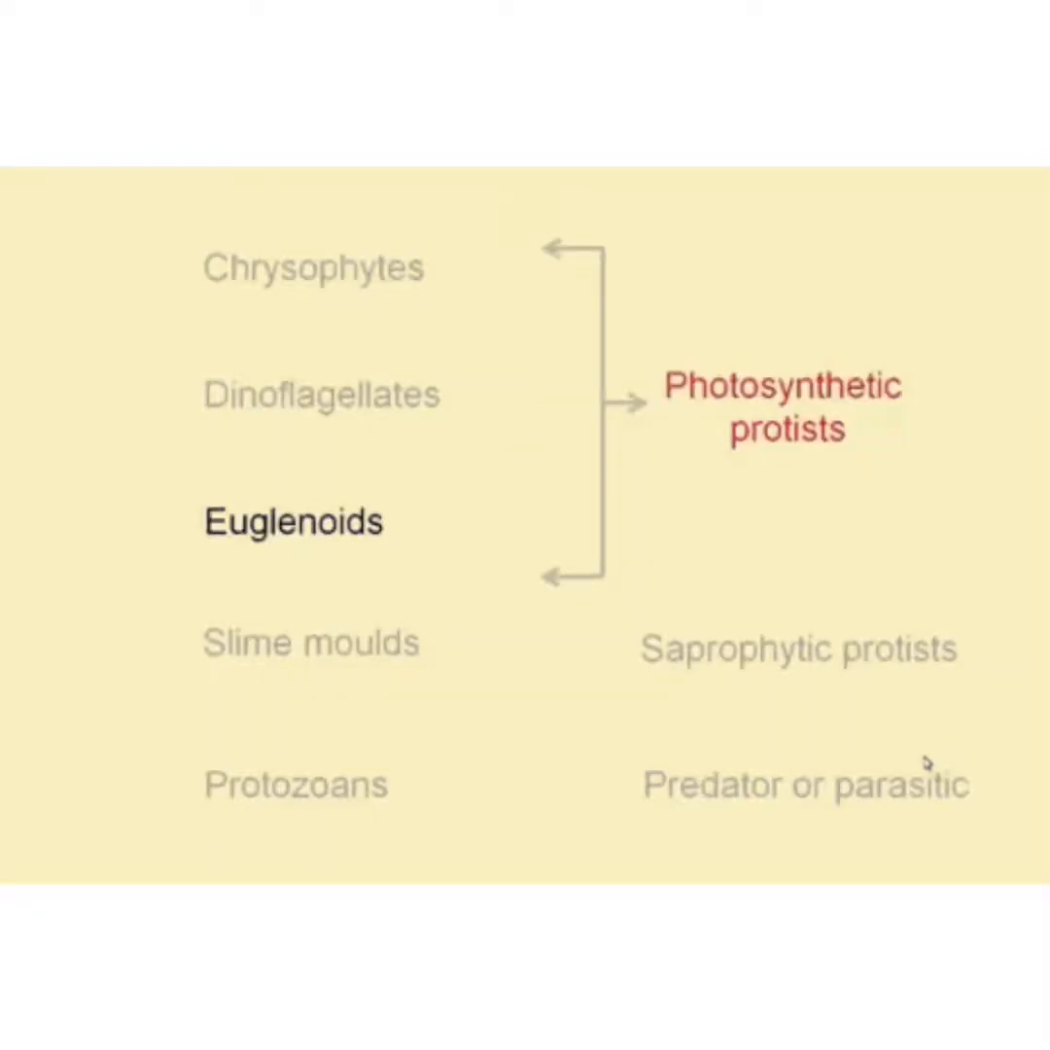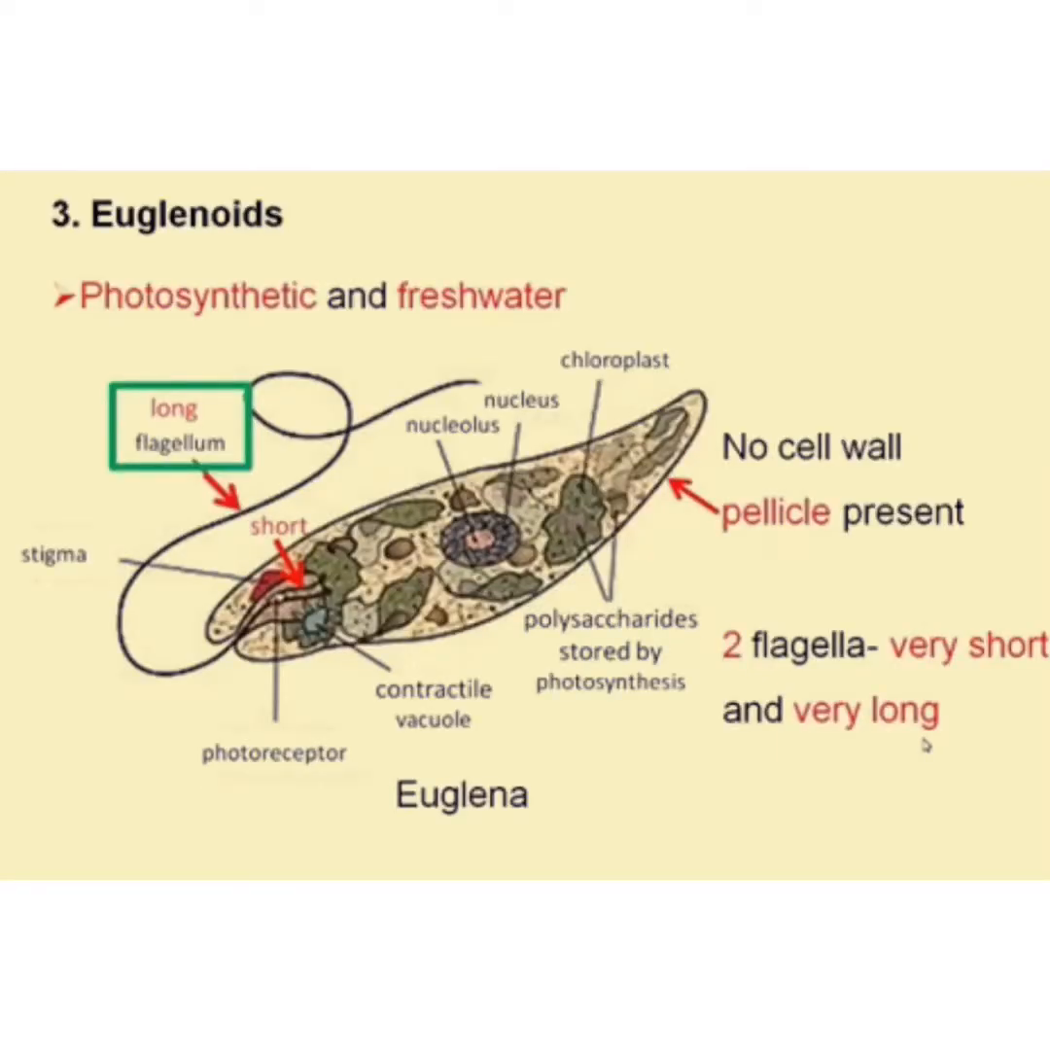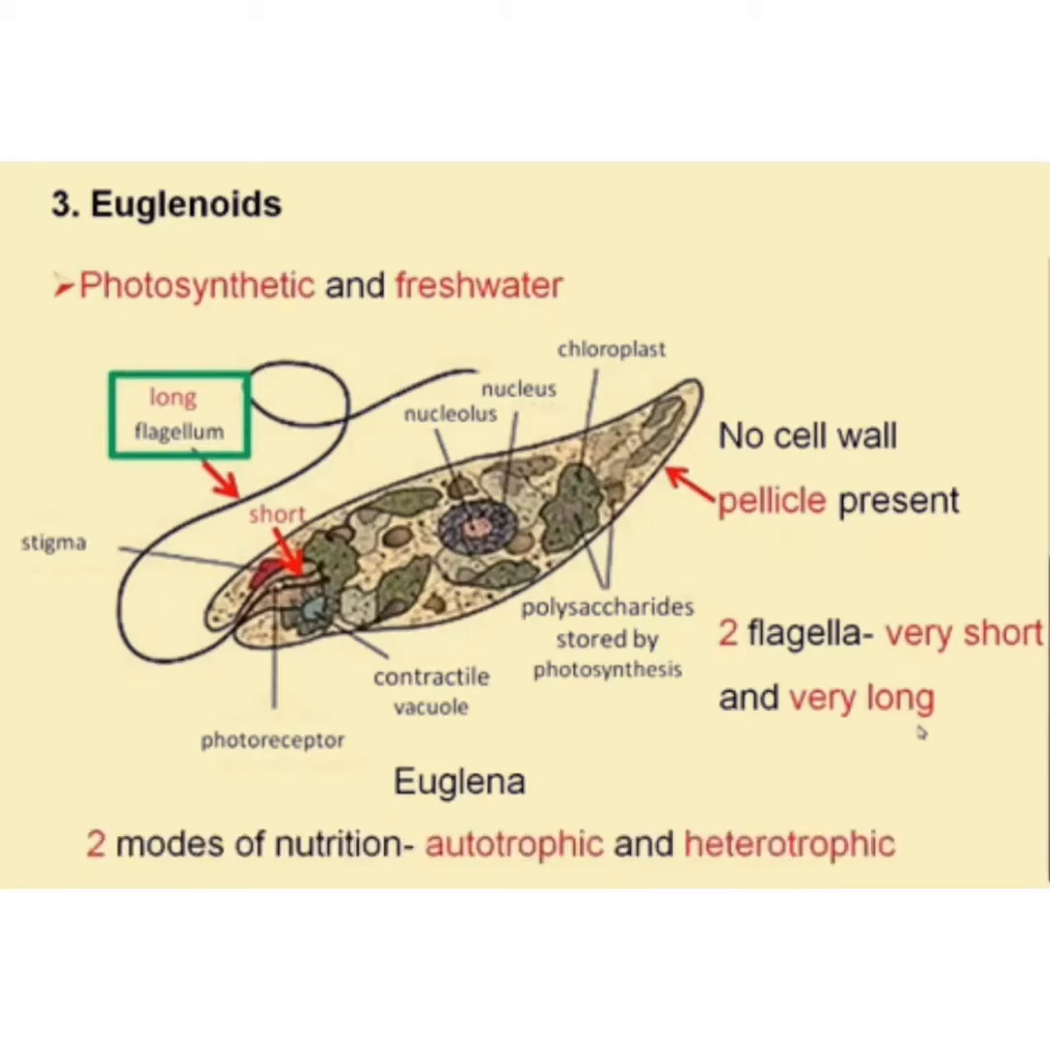So next are the euglenoids, the third group. They are also photosynthetic in nature and their habitat is freshwater. The body lacks a cell wall but they have a pellicle present outside their cell membrane. The pellicle is proteinaceous in nature. They have a long flagellum and a short flagellum. The short flagellum helps in the photosynthesis, whereas the long flagellum helps in the locomotion. The mode of nutrition is autotrophic and heterotrophic. That means they show a mixotrophic type of nutrition.